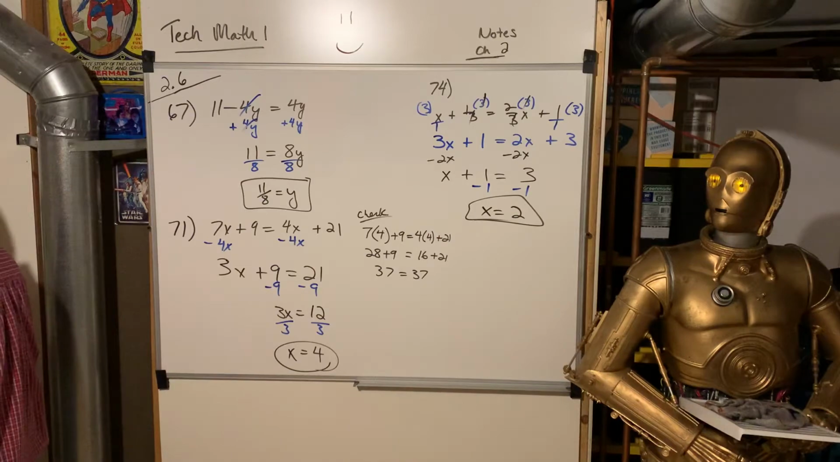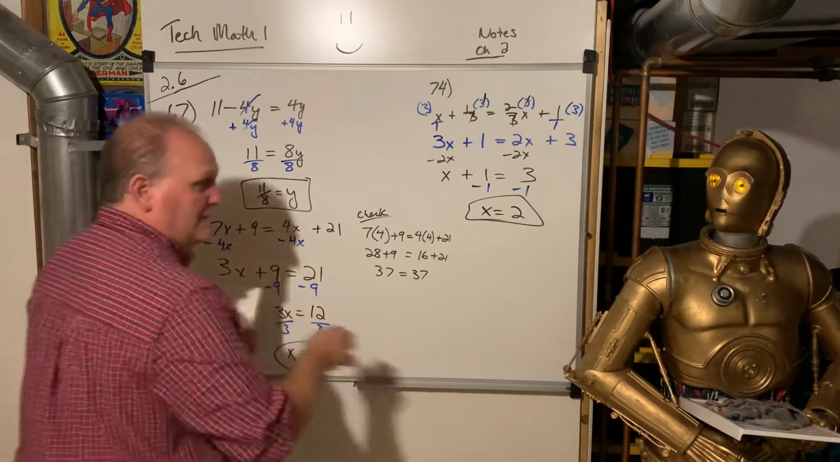Lovely, lovely. Let's look at 2.7, number 77.